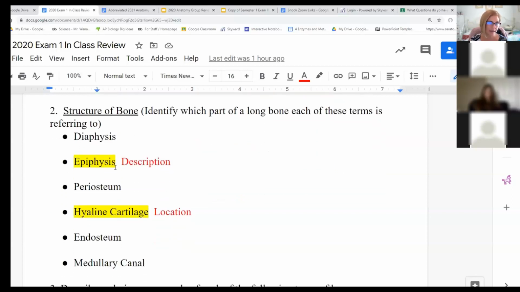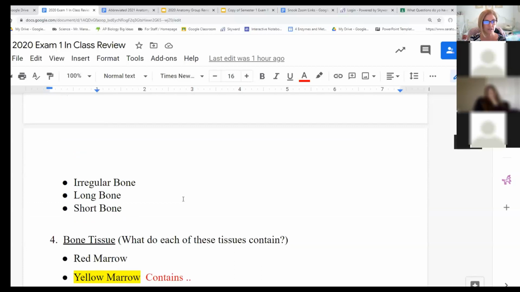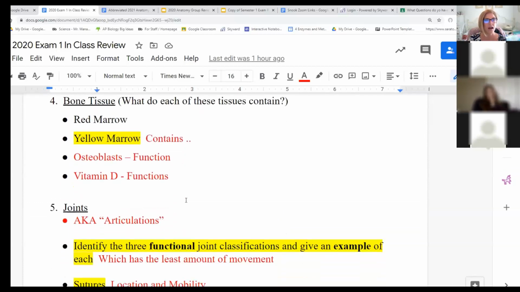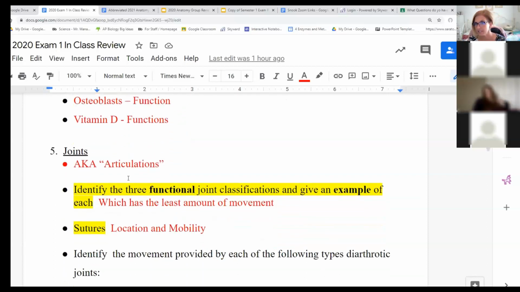Structure of bone, all of you had epiphysis and hyaline cartilage just fine. Epiphysis being the end of the bone, hyaline cartilage covering that end, covering the epiphysis, covering the articular surface. So review sheets looked great there. Bunch of stuff you can skip or it was already cut off your test. Under bone tissue, the yellow marrow I already addressed, also contains blood cells. Osteoblasts, you guys all had that, forms new bone cells in bone tissue. Vitamin D increases calcium uptake.